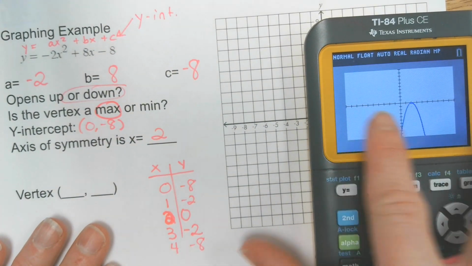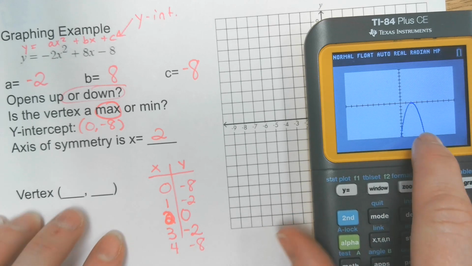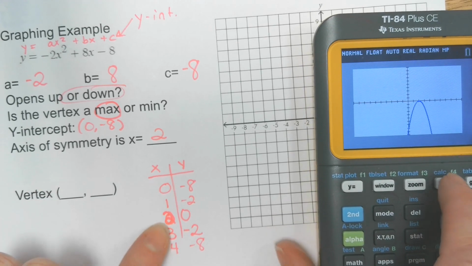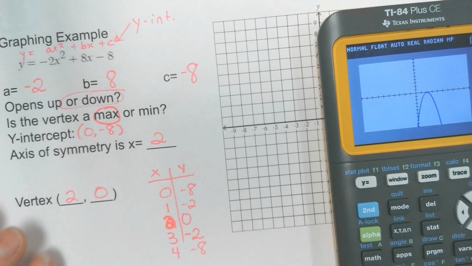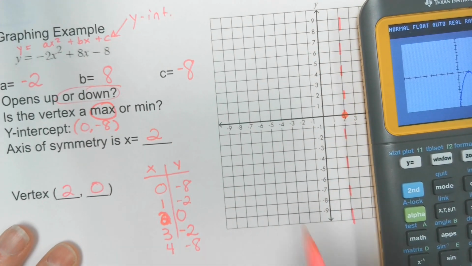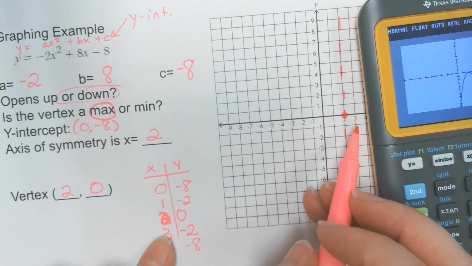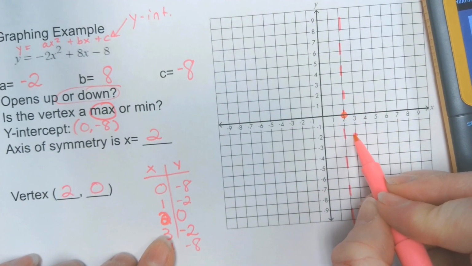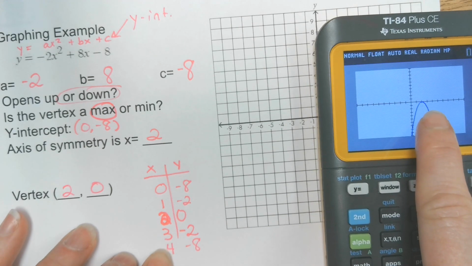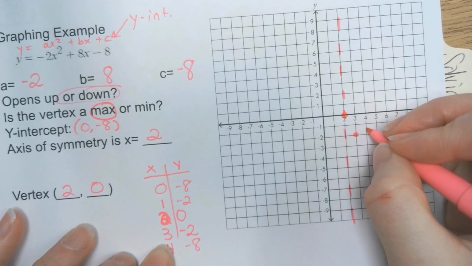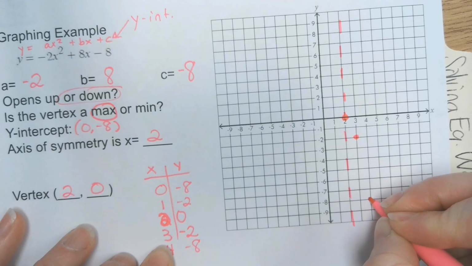So hit graph. As I'm plotting these, I want to make sure to look at my graph here. So 2, 0 is my vertex. I'm going to go ahead and write that here. 2, 0 is already there. The next one's 3, -2. So it's right here. Then we have 4, -8.